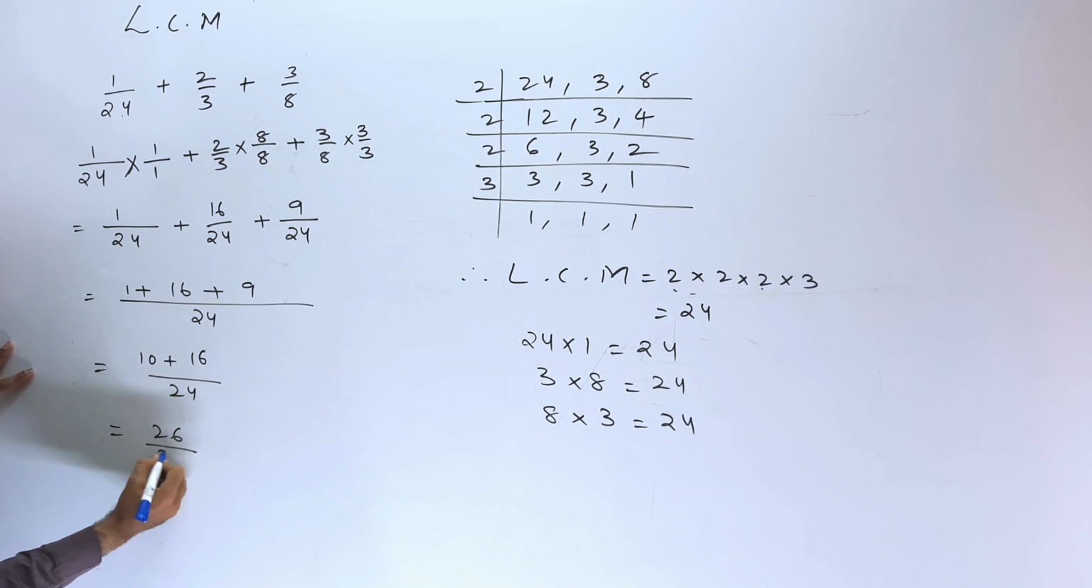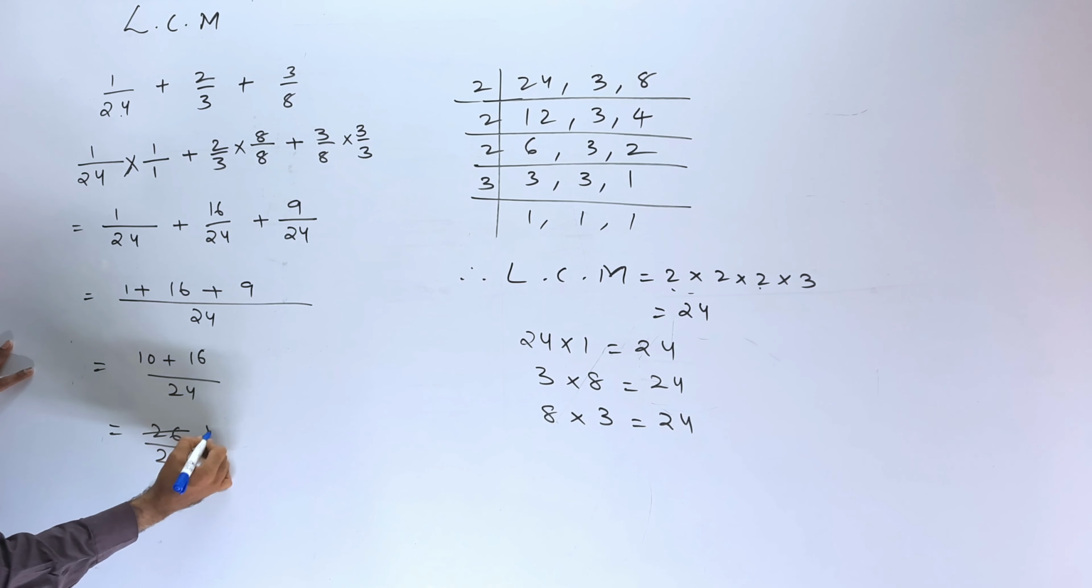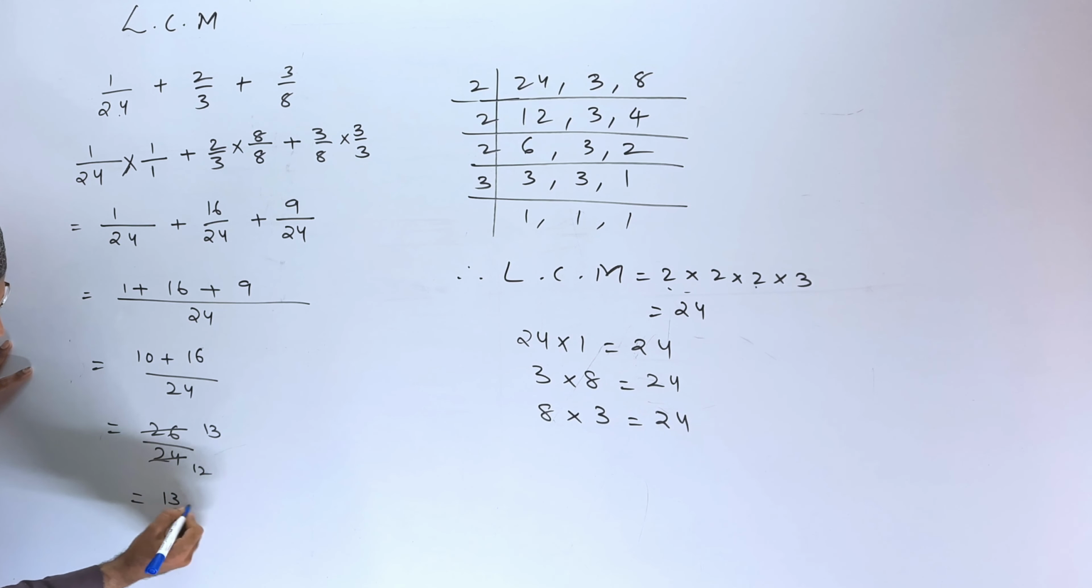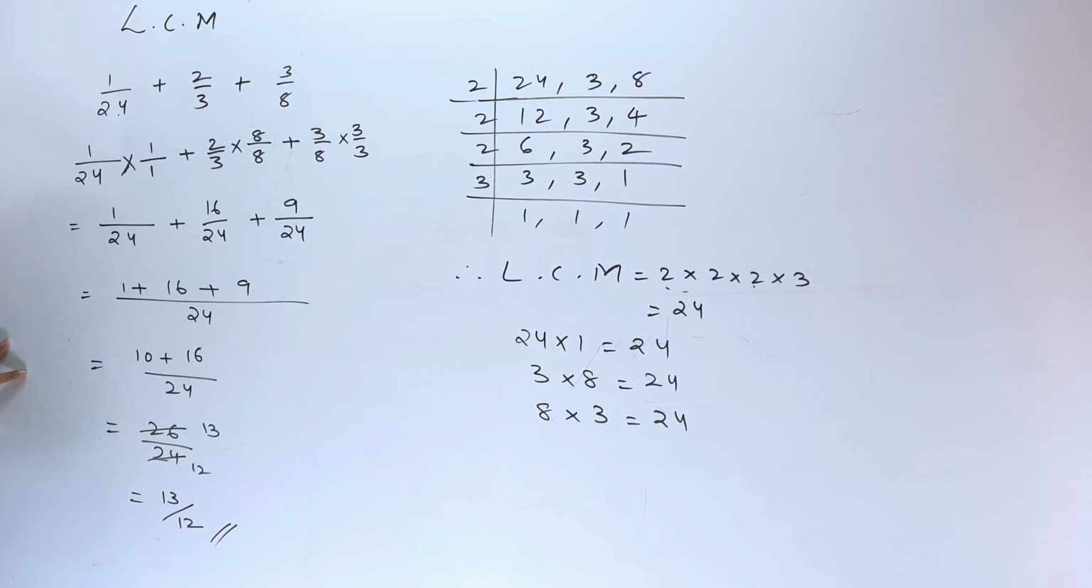So 26 by 24. 2 13s are 26, 2 12s are 24. So therefore the final answer is 13 by 12.